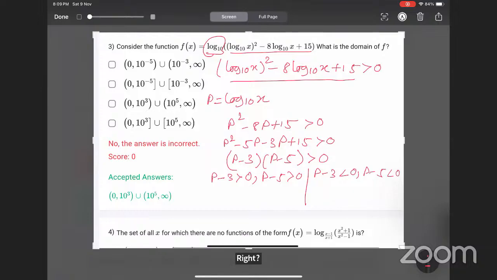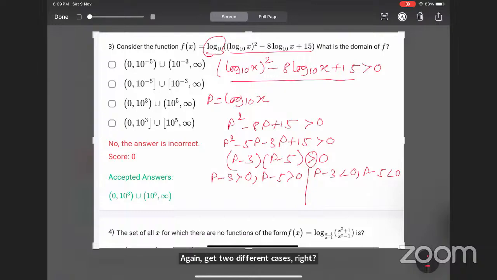Yes, ma'am. And what if instead of the greater than sign, we had a less than sign, then what should be the conclusion? Then it will be between these 3 and 5. Yes, right. That means one factor will be greater than 0 and one factor will be less than 0, right? So we will again get two different cases, right?